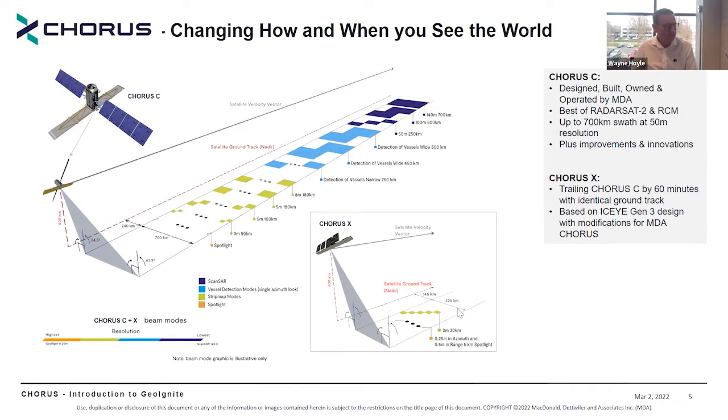What it brings to the picture is really a 100-kilometer swath scan mode, which is not shown on this diagram. It also brings in strip map, and it brings in the 1 meter spotlight, the 1x1 spotlight, which is something we are not able to achieve with the C-band. So very excited to be able to have that capability.